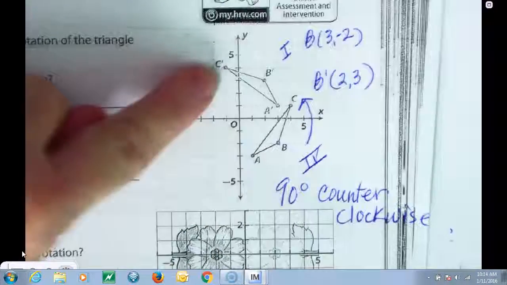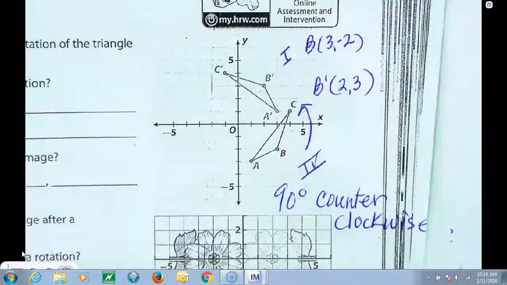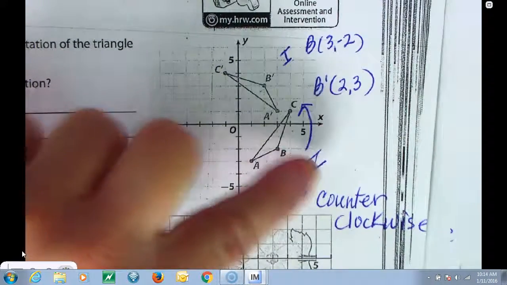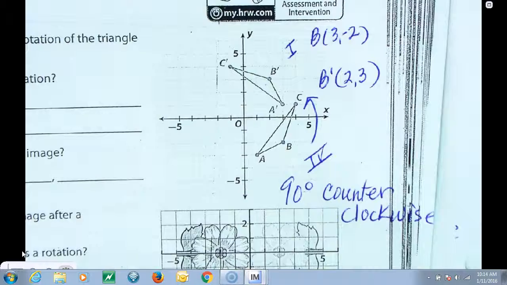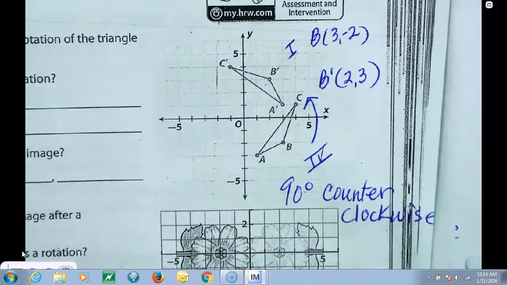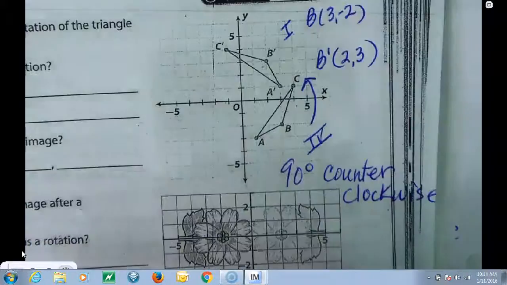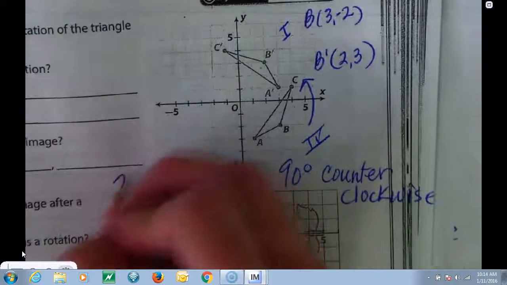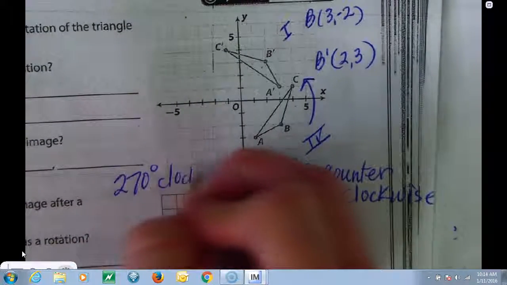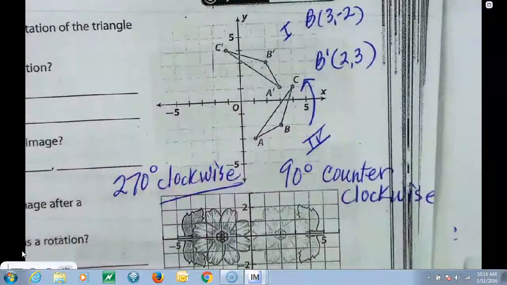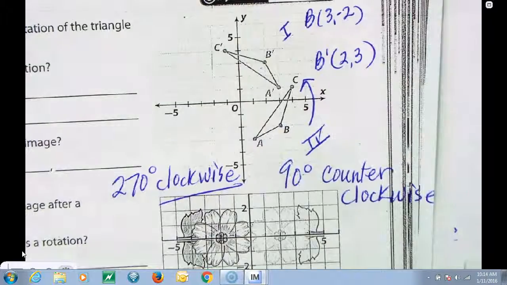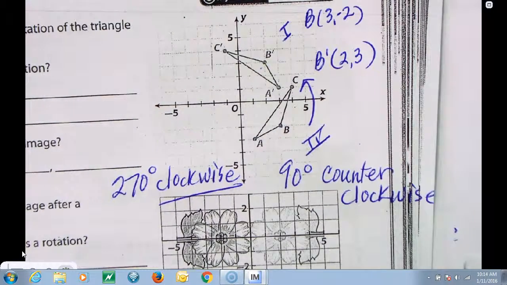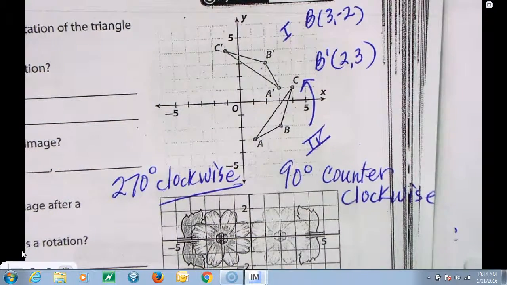90, 90, 90. Or let's count by 90s. 90, 180, 270. So it could be 270 clockwise. Okay. So everybody get that? Okay.